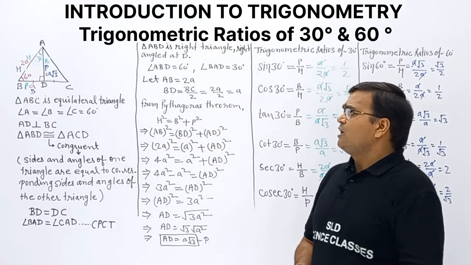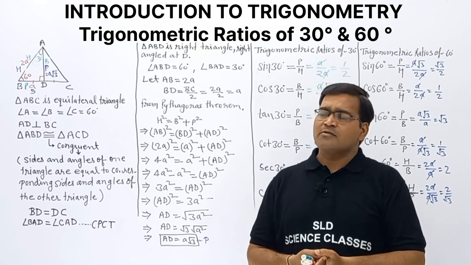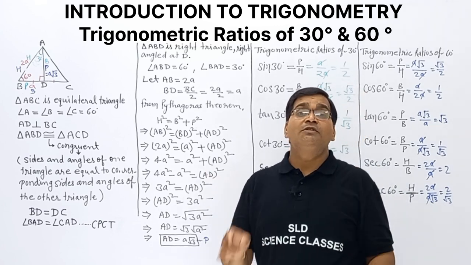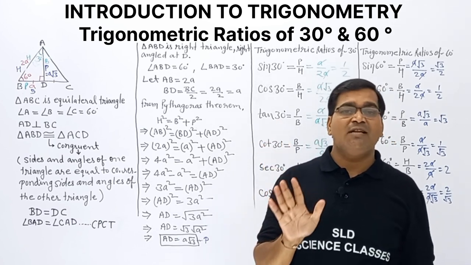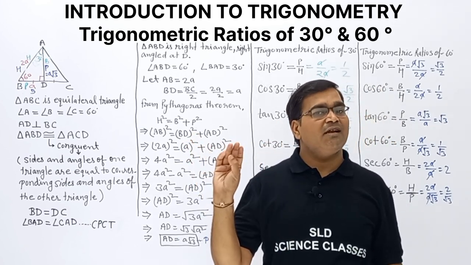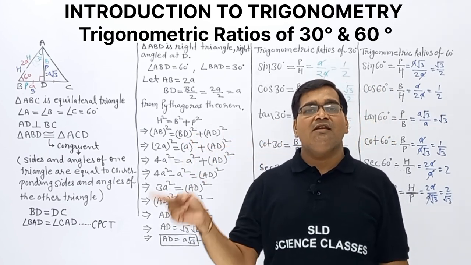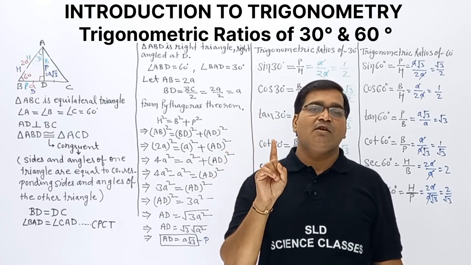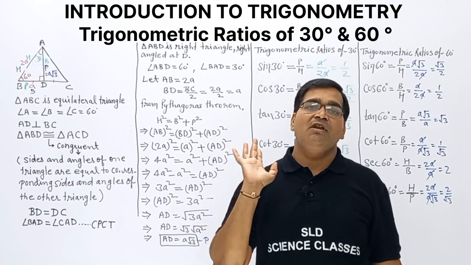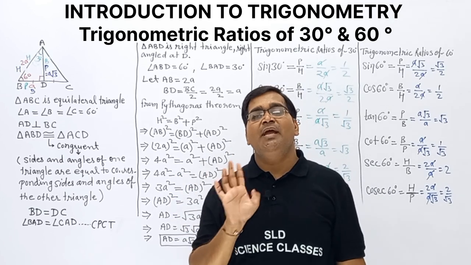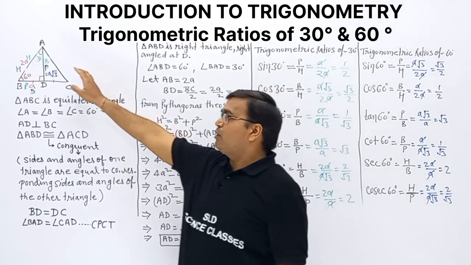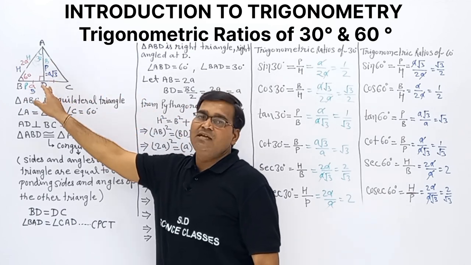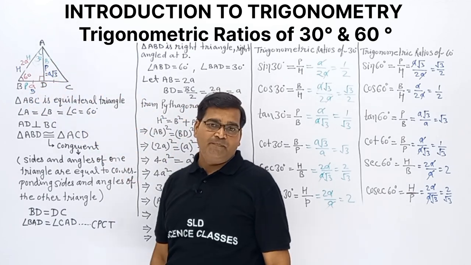Clear? So this is a concept based topic in which we want the trigonometry ratios. What are the trigonometry ratios? Sin theta, cos theta, tangent theta, cot theta, sec theta, and cosec theta, for the special angles 30 degree and 60 degree. So for these two angles we will use one equilateral triangle, then draw perpendicular line from A to BC, then we are getting two right triangles.